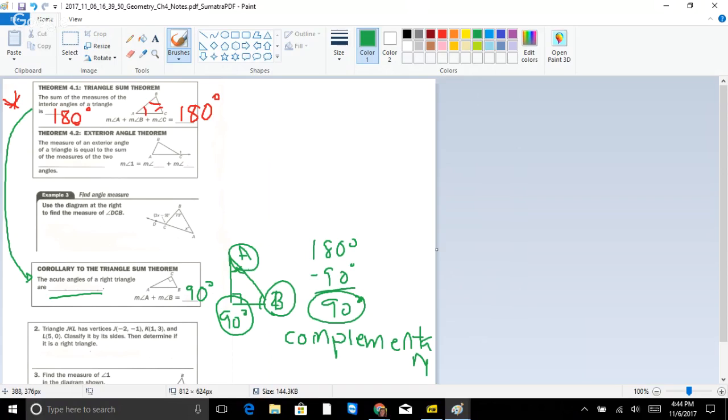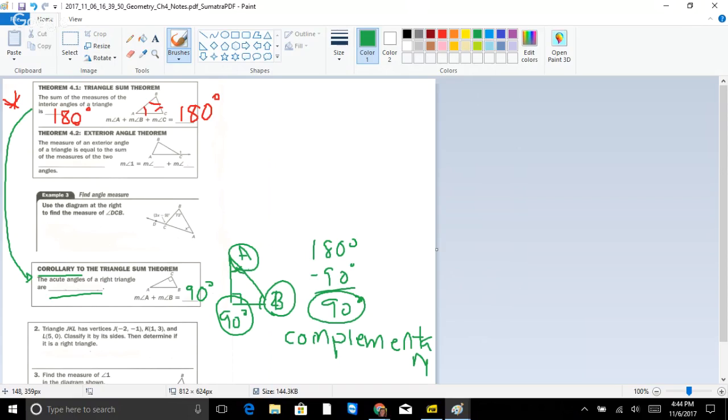And that makes sense, right? And the reason this is called a corollary, remember, a corollary is something that you can easily prove based off of another theorem. So based off the fact that we know all triangles' interior angles add up to 180 degrees, and if we have a right triangle where one of them is 90 degrees, that means the other two have to add up to equal 90 degrees as well. All right, so that is our theorem 4.1 and its corollary.